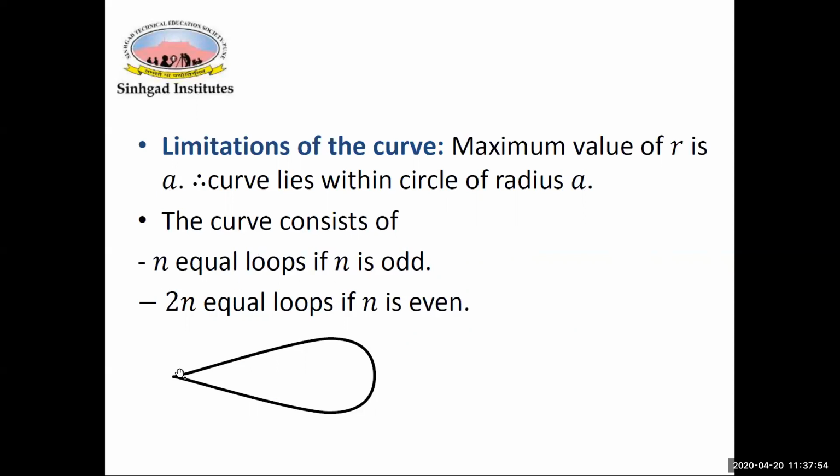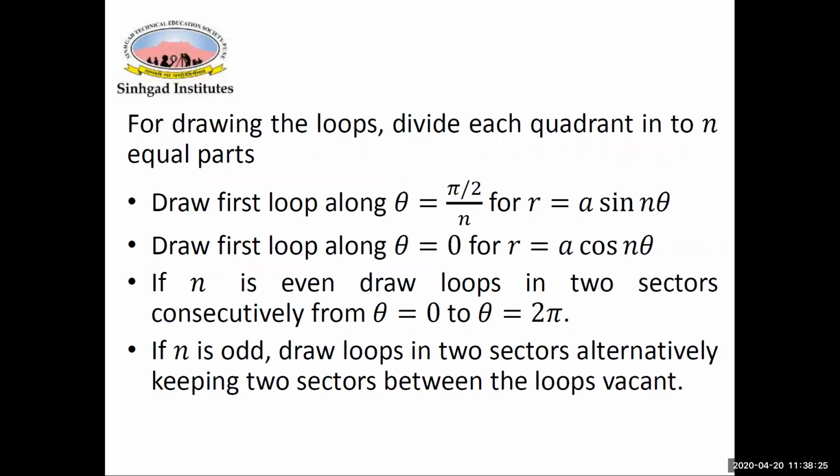What is meant by that loop? Say, the loop will be drawn like this and this radius will be a in every case. So this curve is called a loop in case of Rhodes curves. That is, if you have r equal to a cos 3 theta, 3 is odd, so it will have 3 loops. R equal to a sin 2 theta, 2 is even, so the curve will have 4 loops.